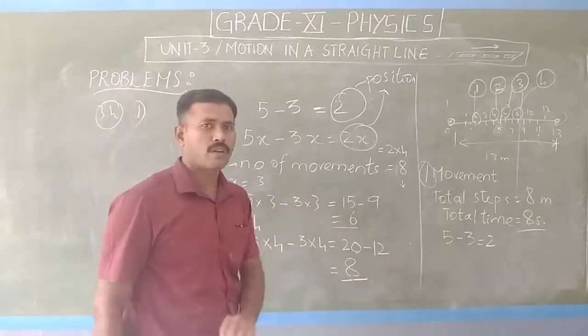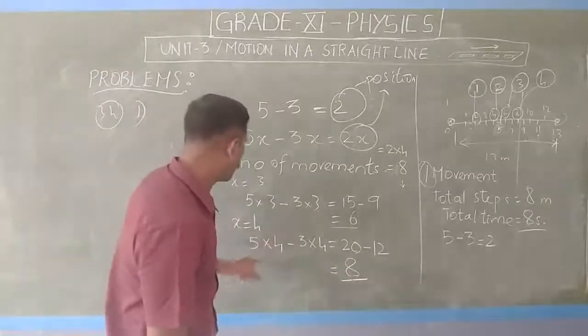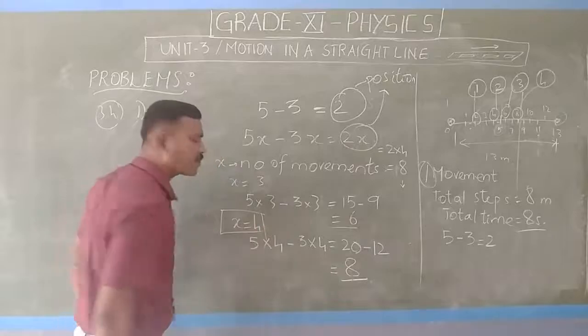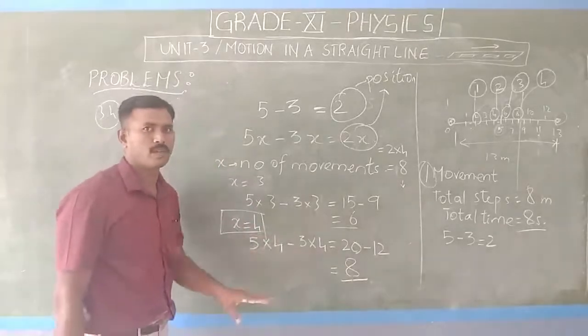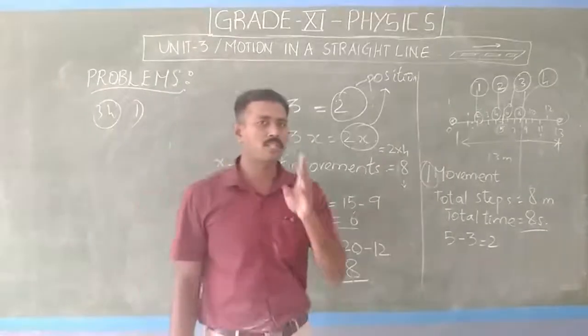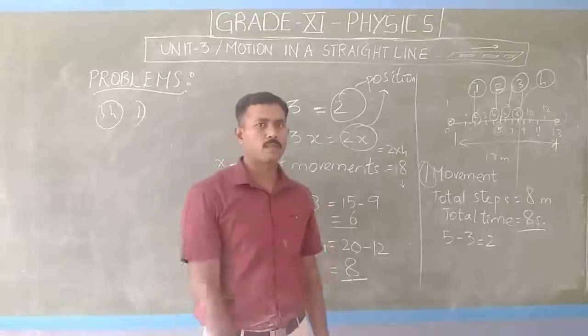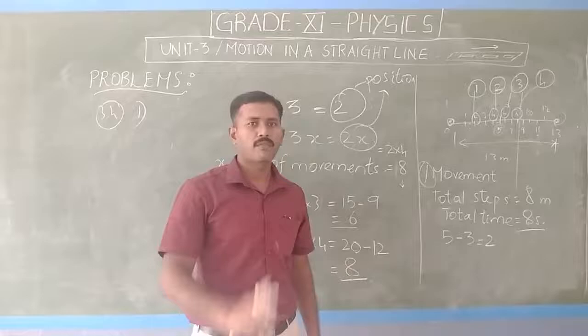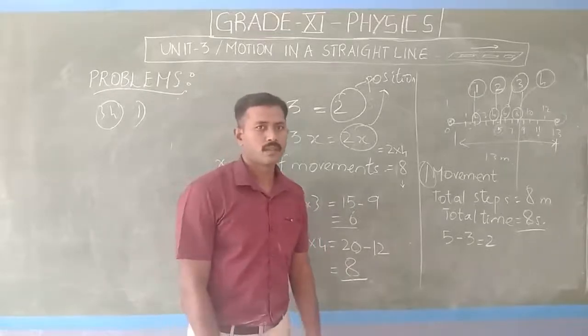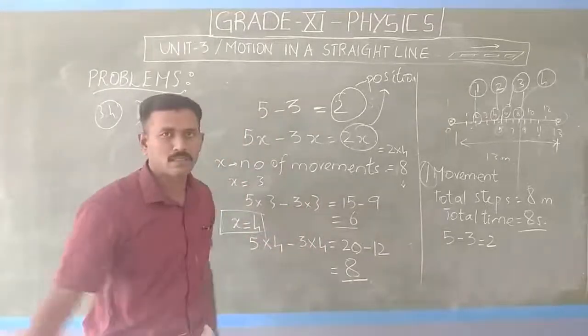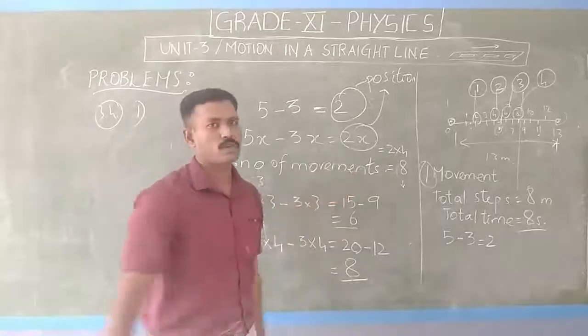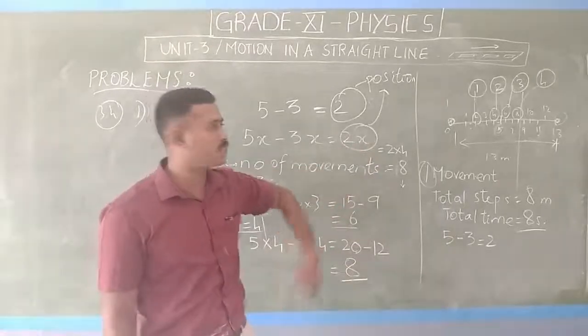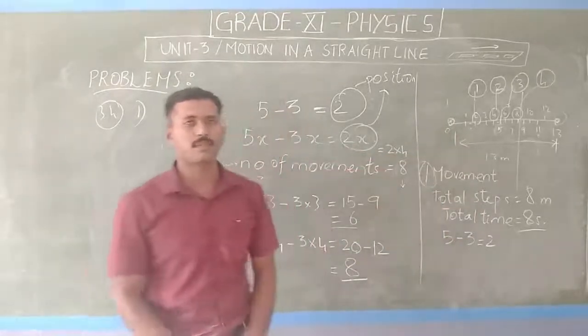So the number of complete movements is 4. So we can limit the value of x to 4 alone. So 4 complete movements plus 1 complete forward movement. That's all about the logic behind this. So there are two ways we can solve this. This is the complete algebraic method, and this is the graphical plus analytical method.